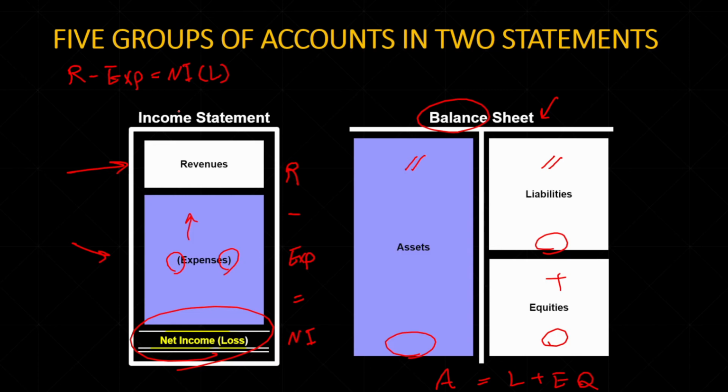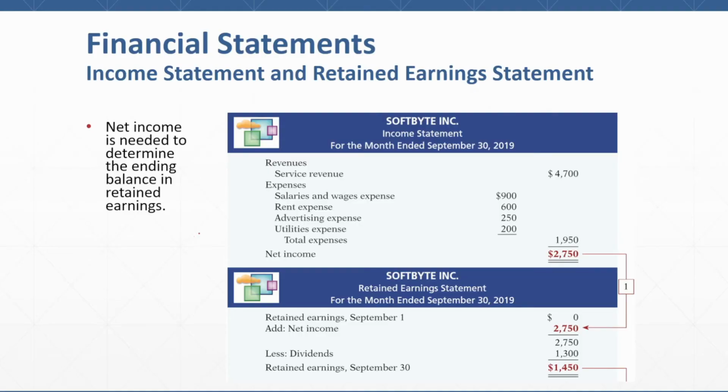Net income or loss is the output of our income statement. It is important because we are going to use this number somewhere else. As you can see here, this is an example of an income statement. On top of the slide, we report our revenues here, and then we report our expenses. Total expenses are reported here.